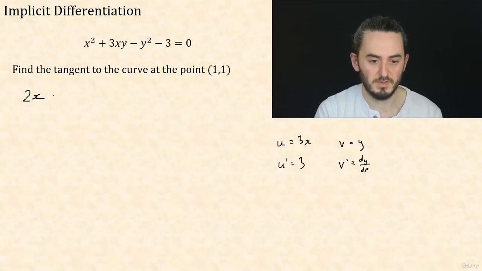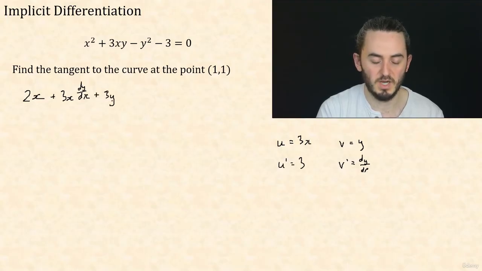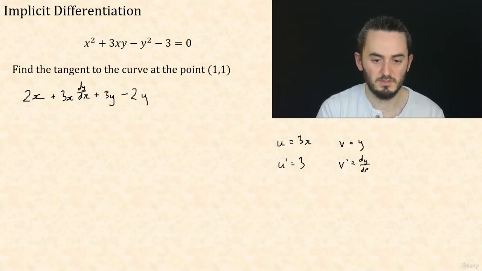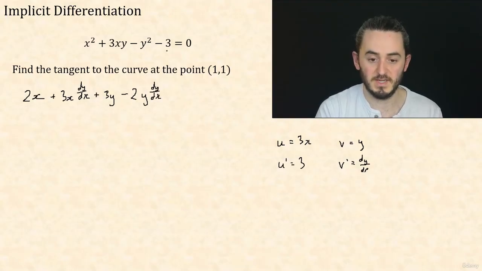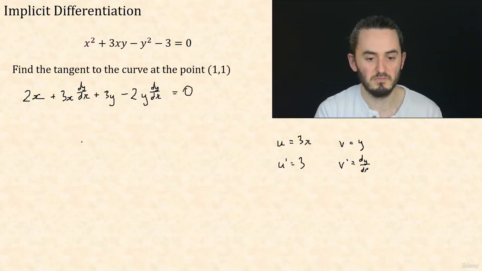So product rule on 3xy is u v dash, so that is 3x dy by dx plus v u dash. 3 times y is 3y. Now this, so it's minus, now I've got some stuff squared. So power comes down, drops by 1, multiplied by the derivative of the stuff, which is dy by dx. Differentiate -3, and we get 0, and derivative of 0 is 0.